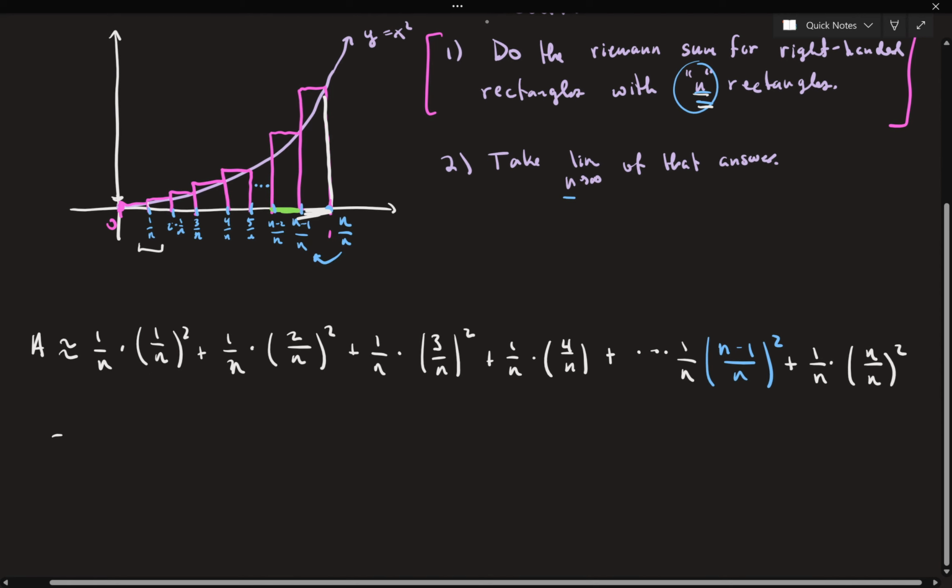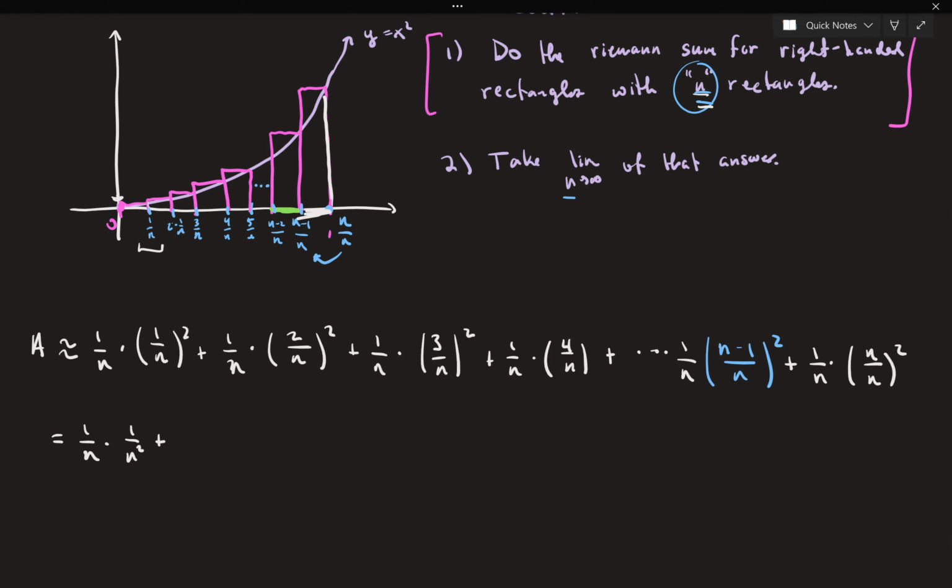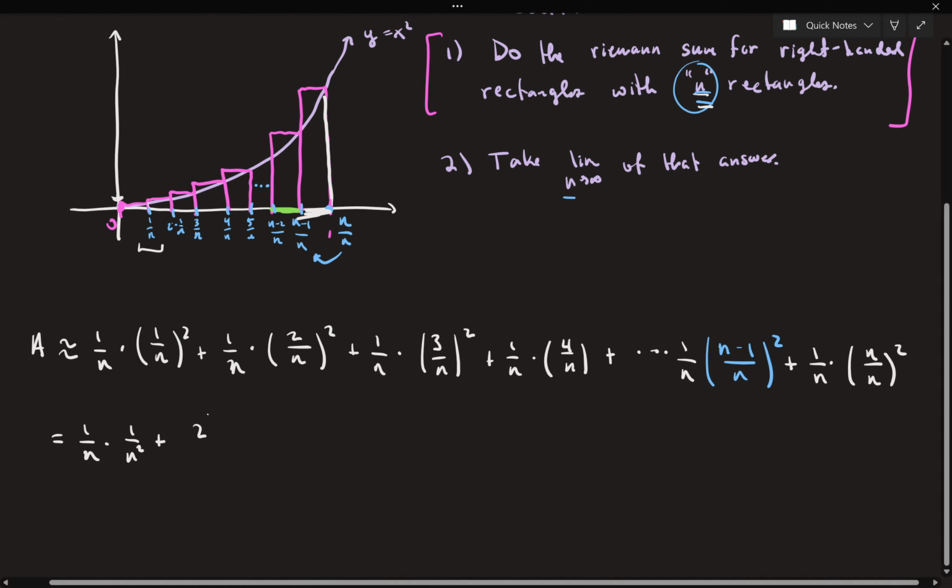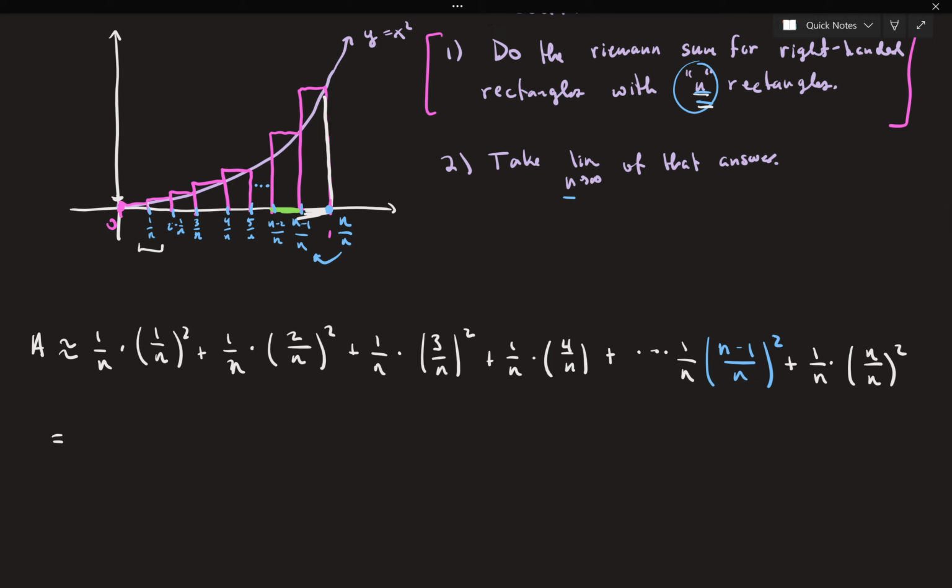So now I'll just simplify. 1 over n times 1 over n squared, plus, well, I'm trying to do it one step at a time, but you can figure it out. I have 1 over n cubed here, because n squared and n are n cubed, and I've got 2 squared on top. And now I've got 3 squared.